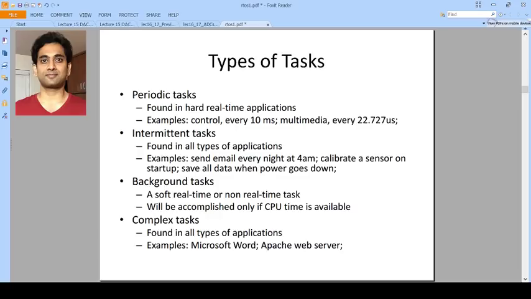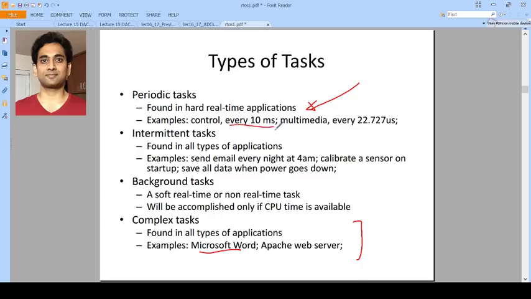Now, there can be different types of tasks. There can be periodic tasks, tasks that repeat on a regular time interval. There can be intermittent tasks, which are repetitive tasks that do not repeat on a regular interval, not with a very specific time interval. And then there are background tasks. These are not extremely critical. These are soft real-time or non-real-time tasks, and they're accomplished only if CPU time is available. And then there are, of course, complex tasks. Examples include Microsoft Word.